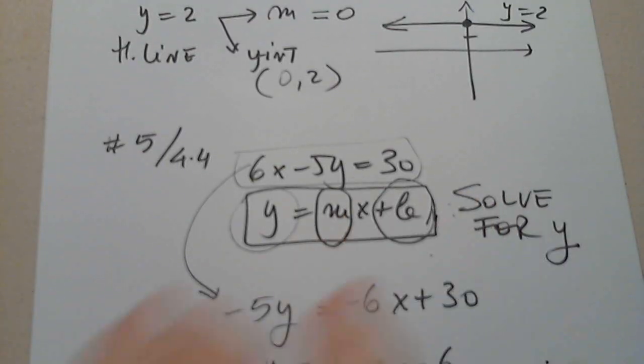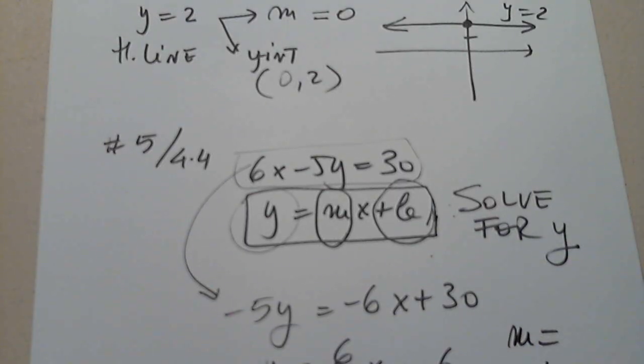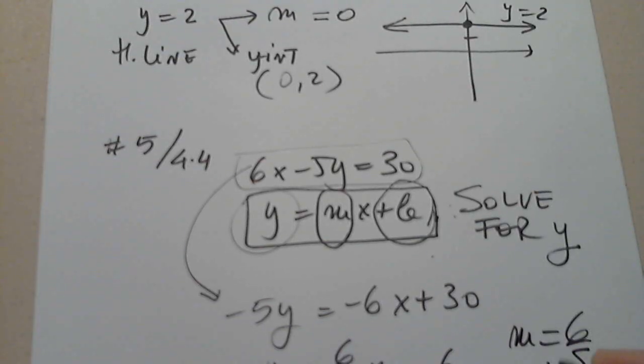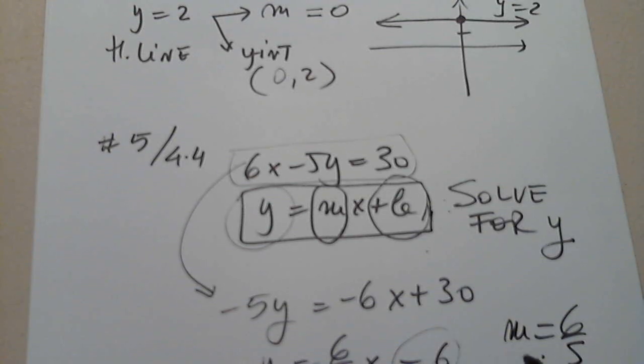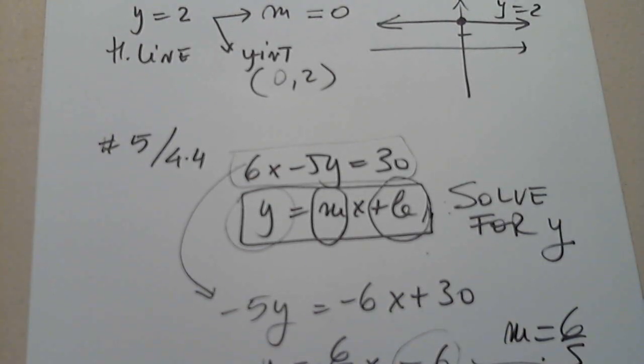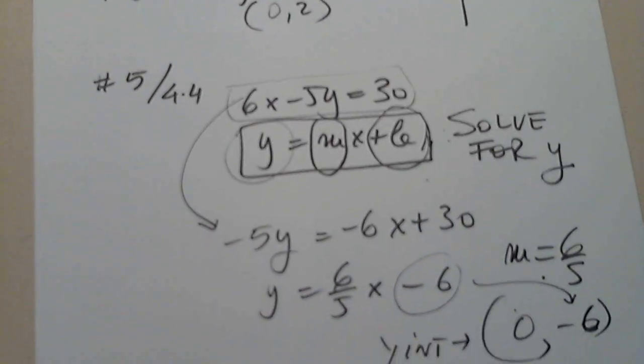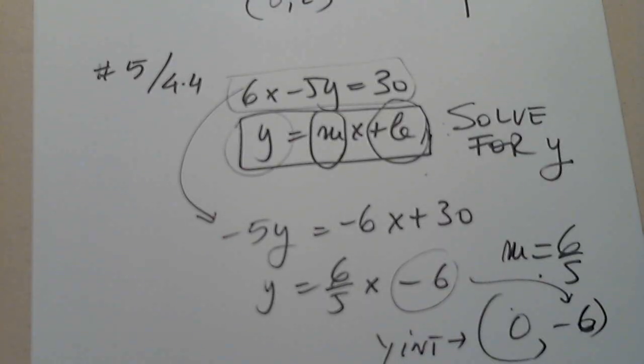I need to identify the slope and the y-intercept. Can anyone identify the slope for us? 6/5. 6/5. Good. And I don't know how they want the answer, but let's say we want an ordered pair as the y-intercept. (0, -6). (0, -6). This is the b that represents the y-intercept. Good. Any questions? Any questions on this? Okay, moving on.